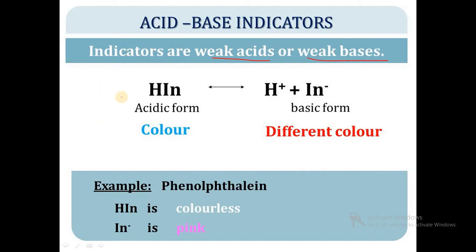So HIn, which is the acidic form, sometimes shows a color, and when it goes into the basic form, In minus, it shows another, different color. For example, in case of phenolphthalein indicator, HIn in acidic form is colorless, but in basic form, In minus, it is a pink color. So this is about the changes of color in phenolphthalein indicator.